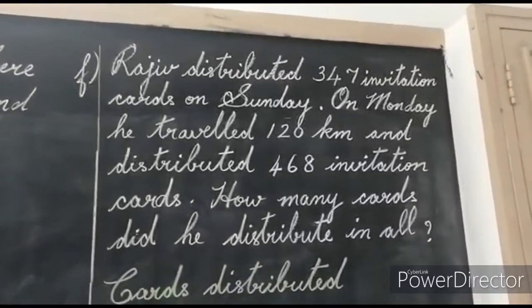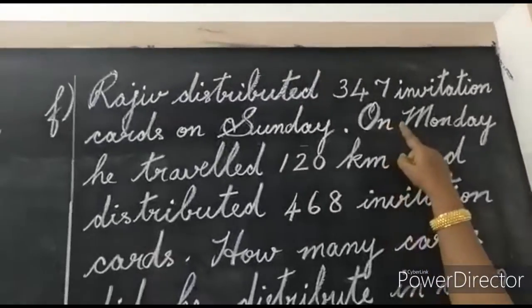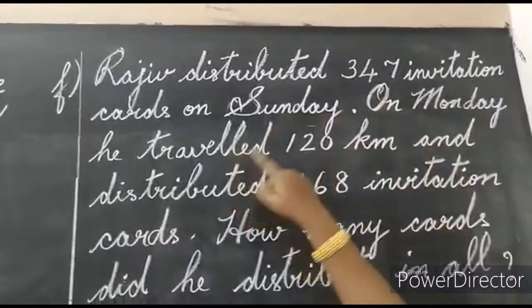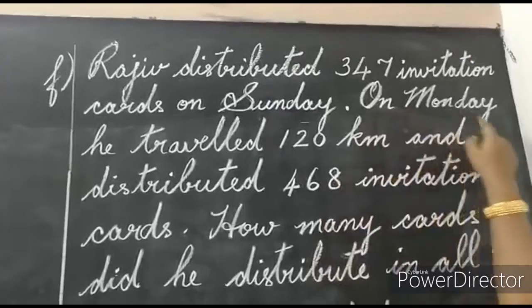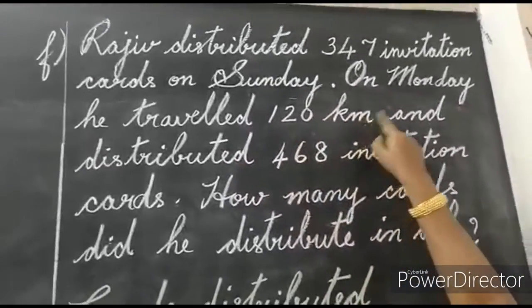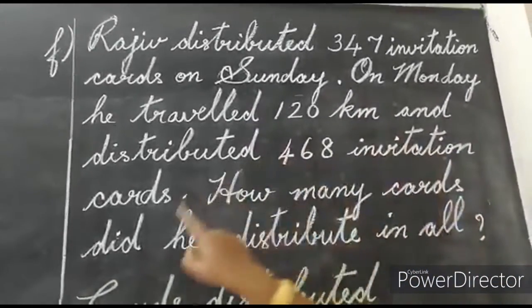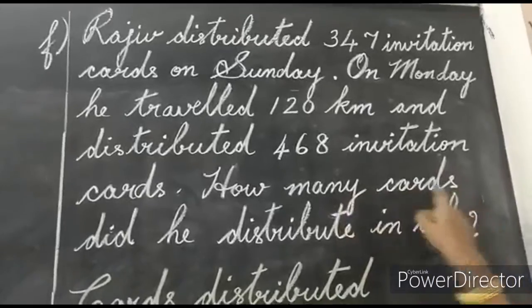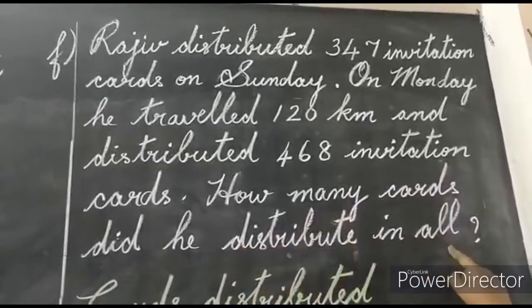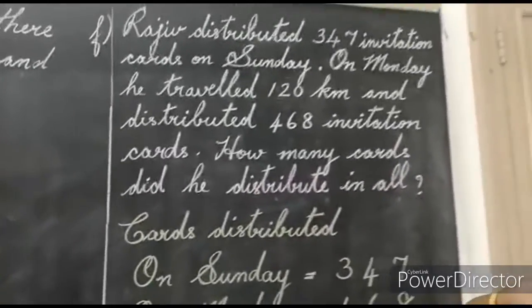On to the last sum, F. Rajiv distributed 347 invitation cards on Sunday. On Monday, he travelled 120 km and distributed 468 invitation cards. How many cards did he distribute in all? Okay, fine. I think you got it right.